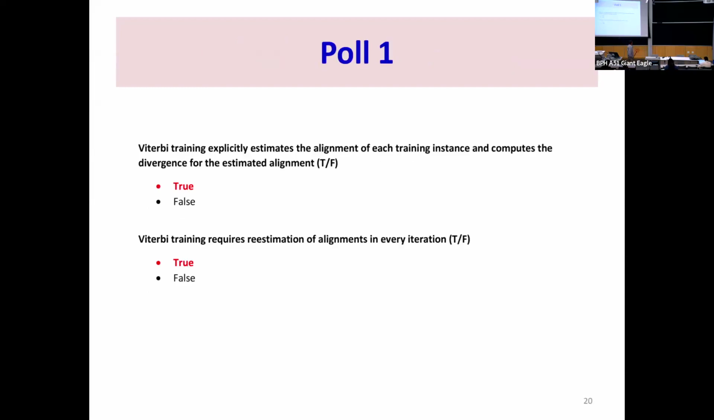Both of them are true. Viterbi training explicitly estimates the alignment for each training instance and computes the divergence of the estimated alignment. And it requires re-estimation of the alignments in every iteration. This is what we saw.